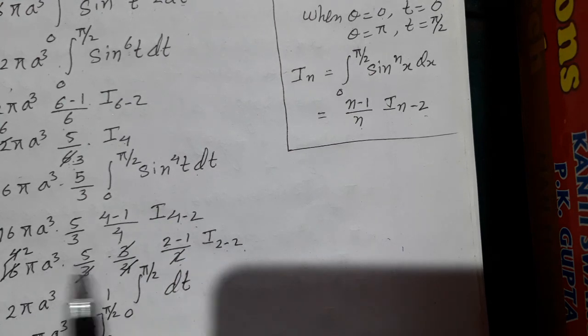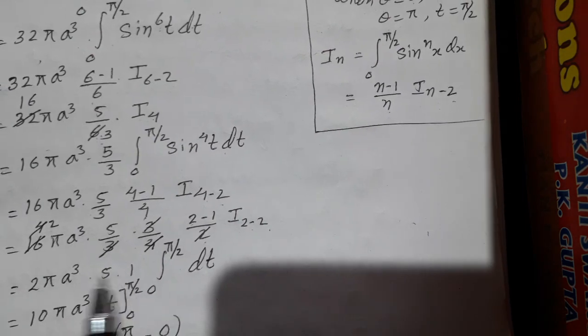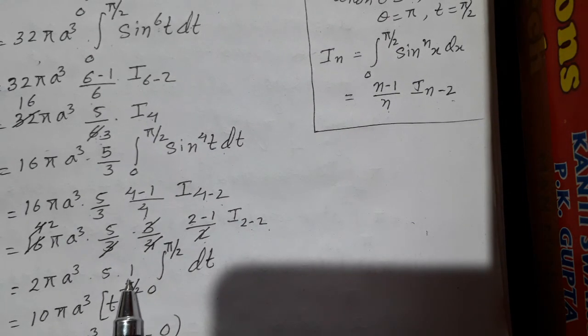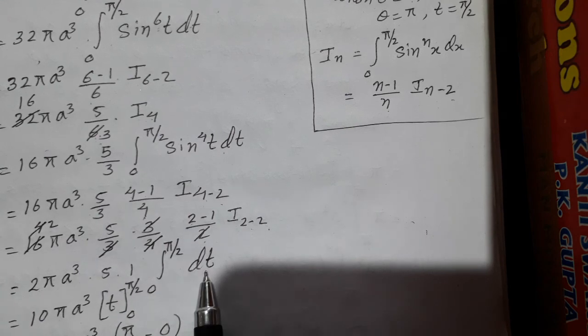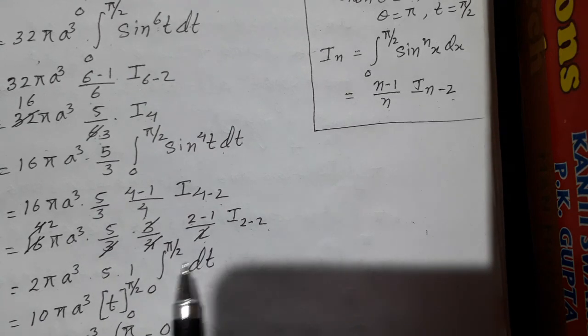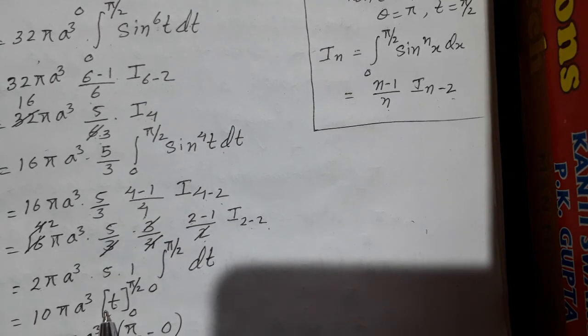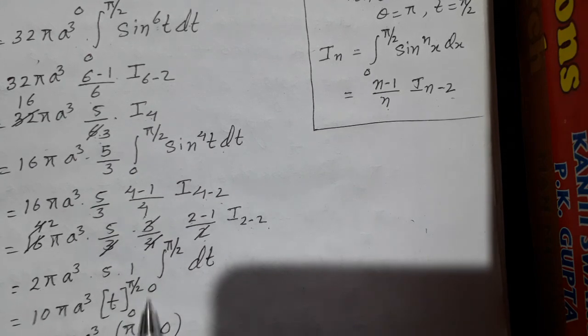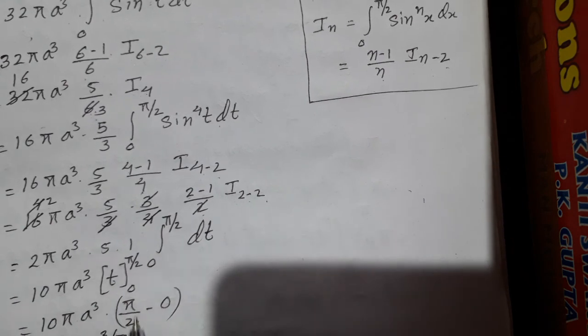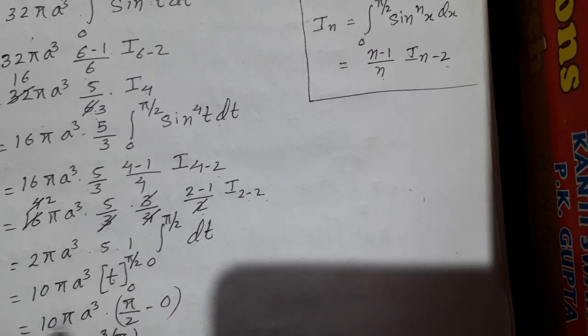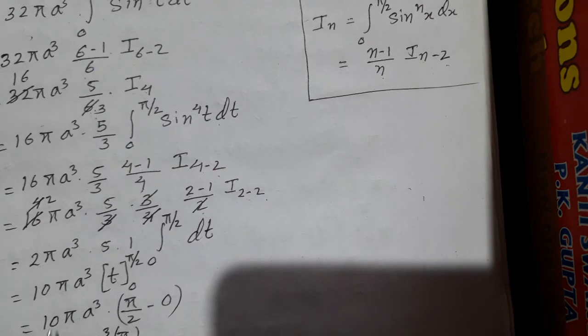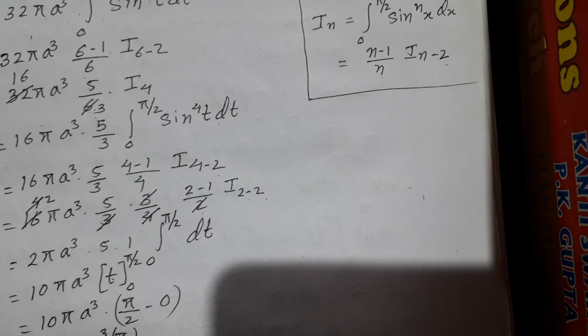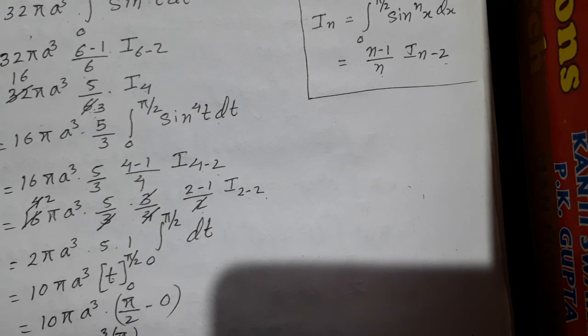After that you have to simplify and cancel. After cancelling, we get 2 pi a cube times 5 into the integral of 1, 0 to pi by 2 dt. If we integrate dt we get t, with the limit from 0 to pi by 2. You put the upper limit, so we get pi by 2 minus 0. You multiply this and cancel, so we get 5 pi square a cube. So the volume of the cycloid which is formed is nothing but 5 pi square a cube.